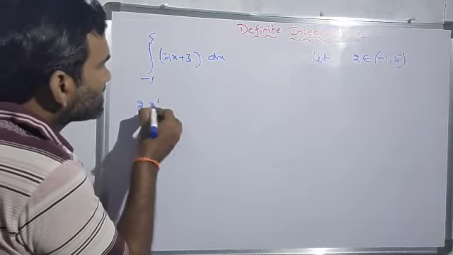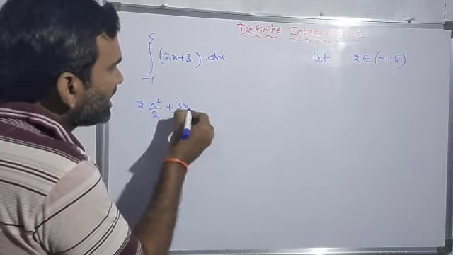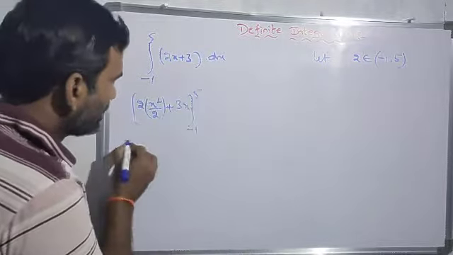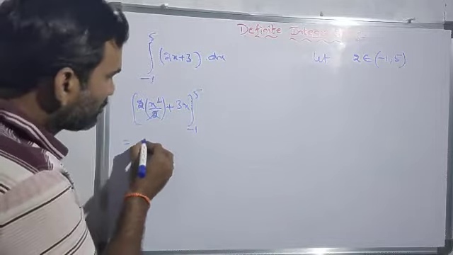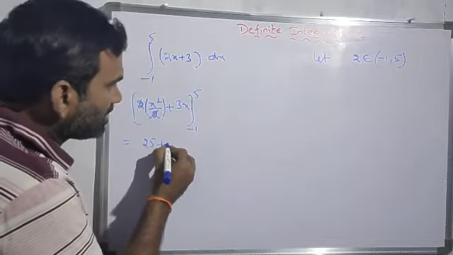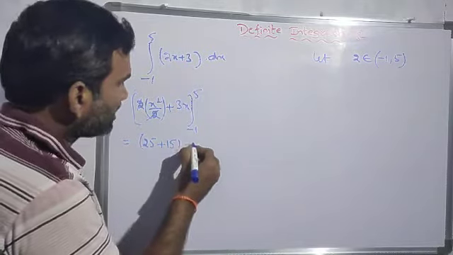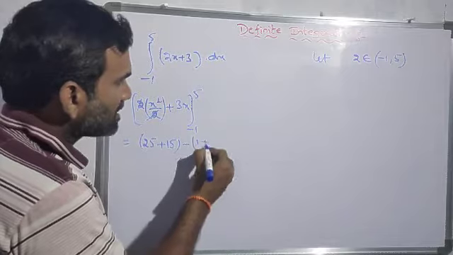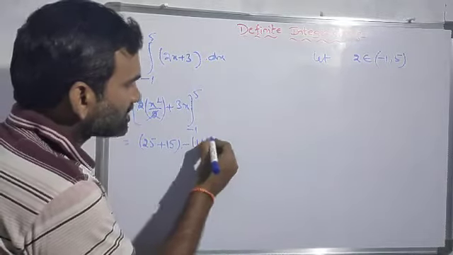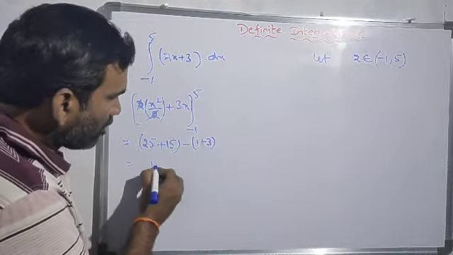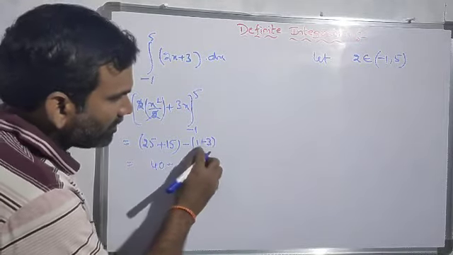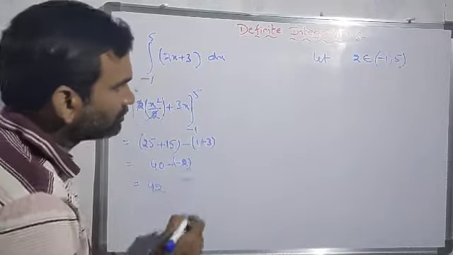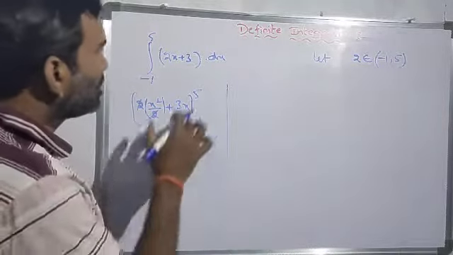So 2 into x square by 2 plus 3x, from minus 1 to 5. The 2 gets cancelled. 5 squared is 25, plus 3 times 5 is 15. Upper limit completed. Then minus 1 squared is 1, plus 3 into minus 1, which is minus 3. So 40 minus of 1 minus 3, which is minus 2, that means the total value is 42. So this is the value.